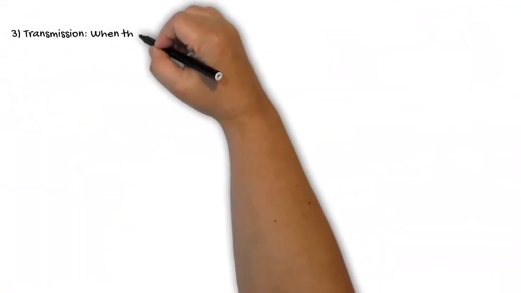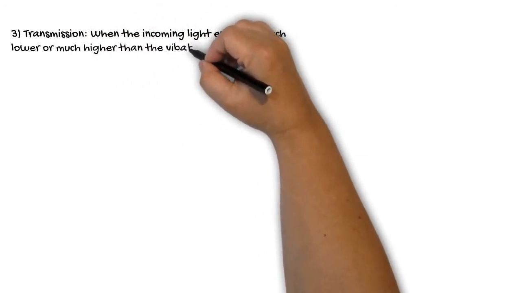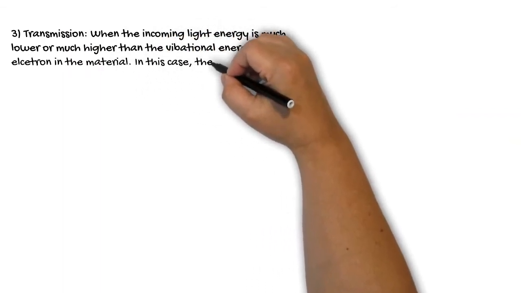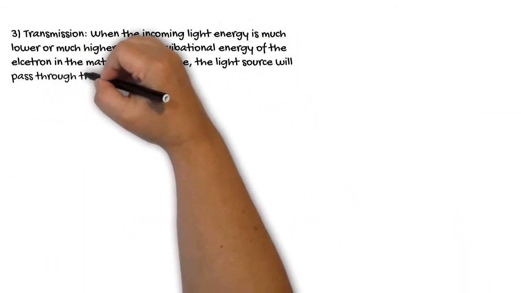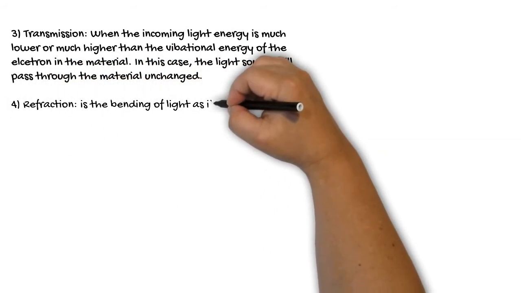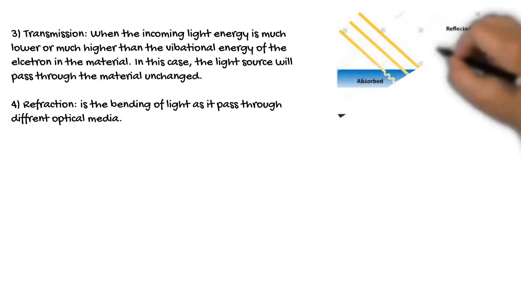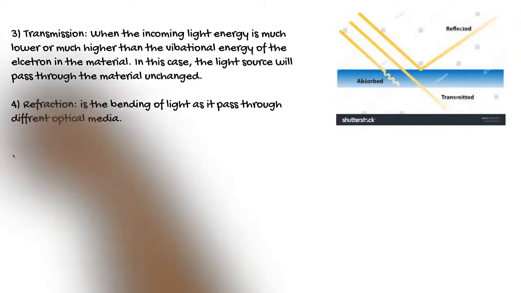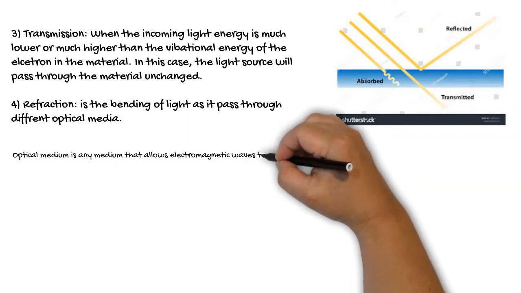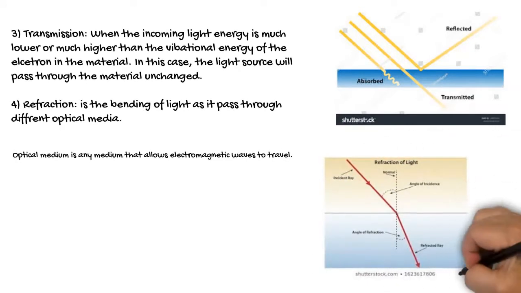Transmission is when the incoming light energy is much lower or much higher than the vibrational energy of the electron in the material. Here the light will pass through the material unchanged. Lastly, we have refraction. It is similar to absorption in the sense that the incoming light energy is the same as the vibrational energy of the electron. However, in this case the light can travel further into the material and interact with the electrons there. The electrons will vibrate at the same frequency as the light and pass on the vibration to the other atoms. This causes the light to appear bent in the material.